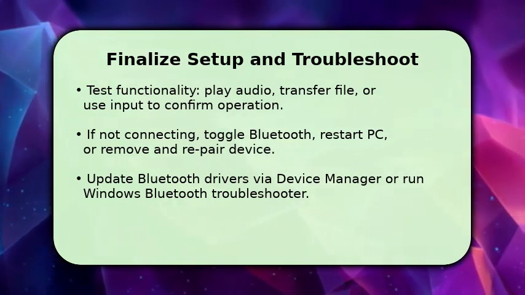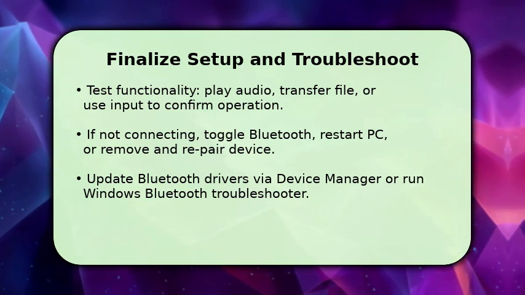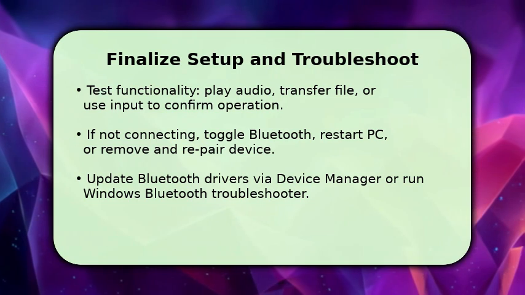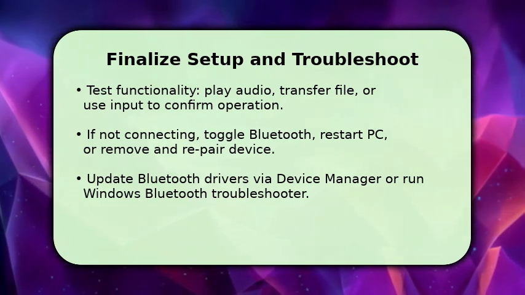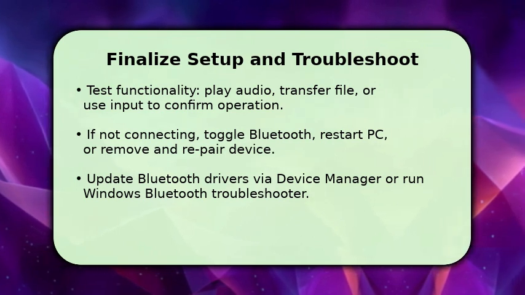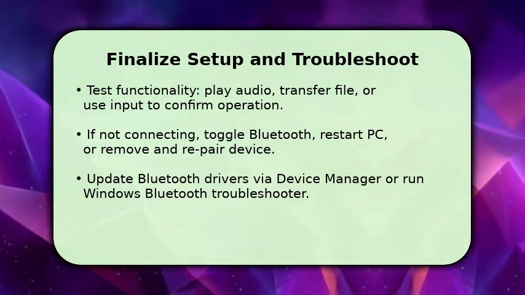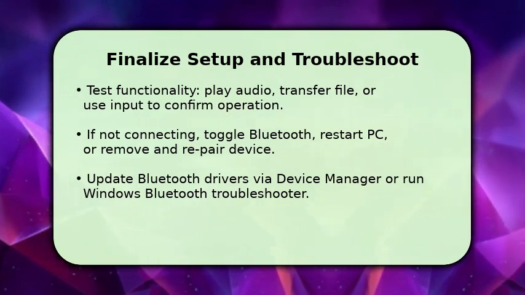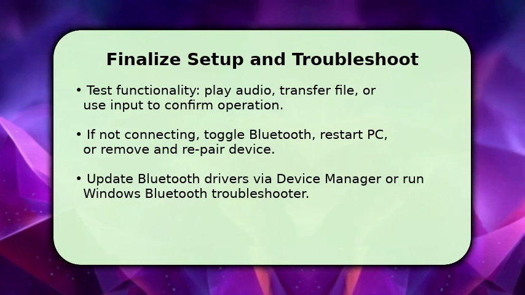If the device fails to connect, first toggle Bluetooth off and restart your PC. That clears temporary issues. If problems persist, remove the device from Bluetooth settings and repair it, then update the adapter driver in Device Manager or run the Windows Bluetooth troubleshooter. This sequence addresses most driver, cache, and permission problems so you can get back to work quickly.